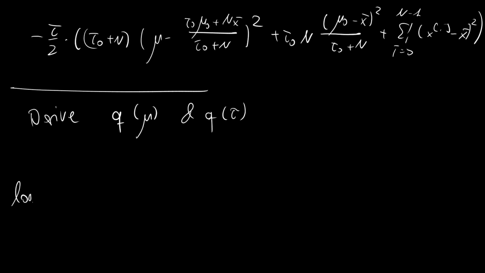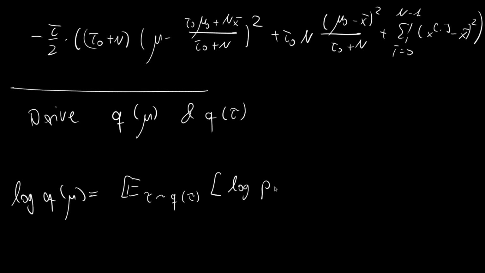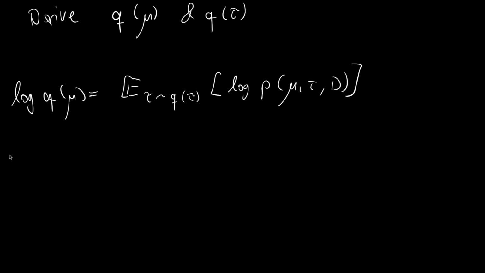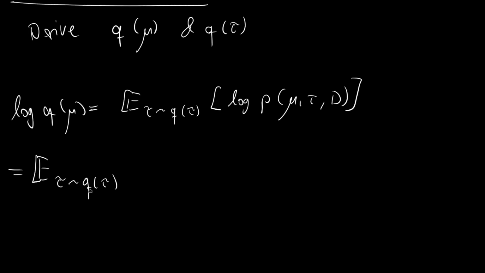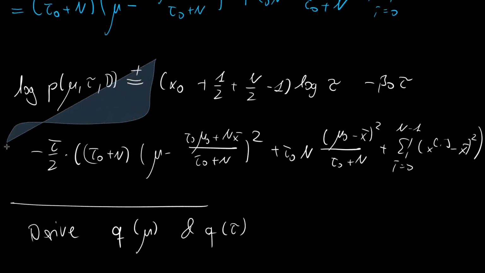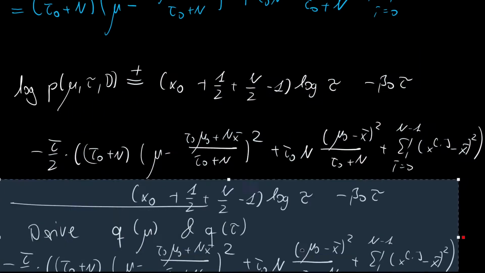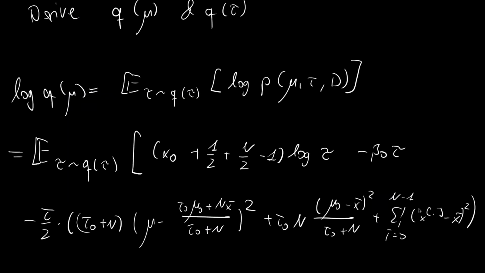The update equation was: log q of mu is the expectation over tau, distributed according to q of tau, of the logarithm of our joint, and that is what we just derived. So let us plug it in. This is equal to the expectation over tau according to q of tau, and of course I won't write this down once again, I will just copy it, and that's what we have here. Then let's bring it down and apply some brackets here.